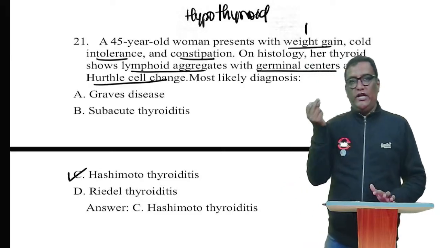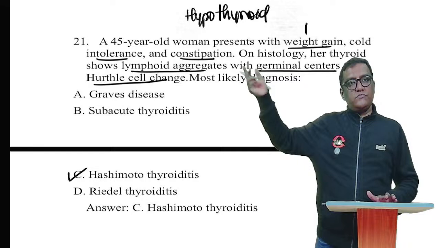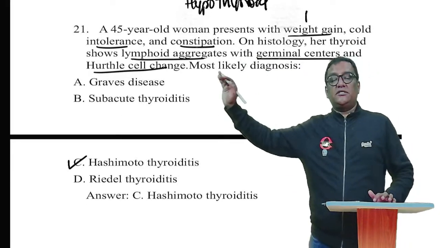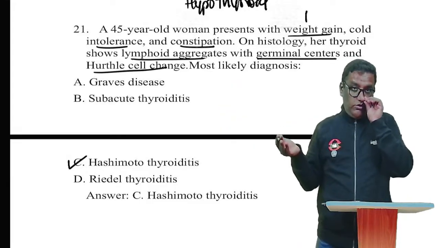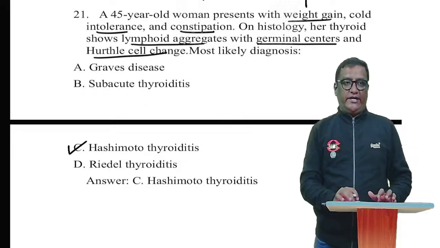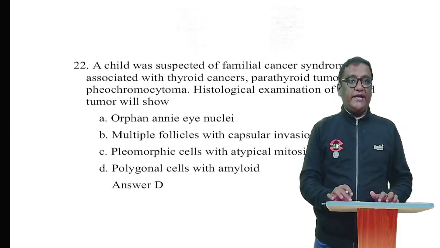Hashimoto's thyroiditis will lead to germinal center formation and also will lead to Hurthle cells. Hurthle cells are metaplastic cells, also called oncocytic cells, which have abundant granular eosinophilic cytoplasm. Next question. Question number 22.